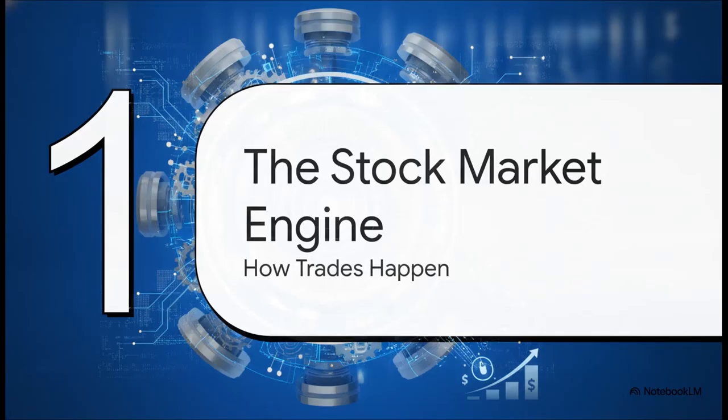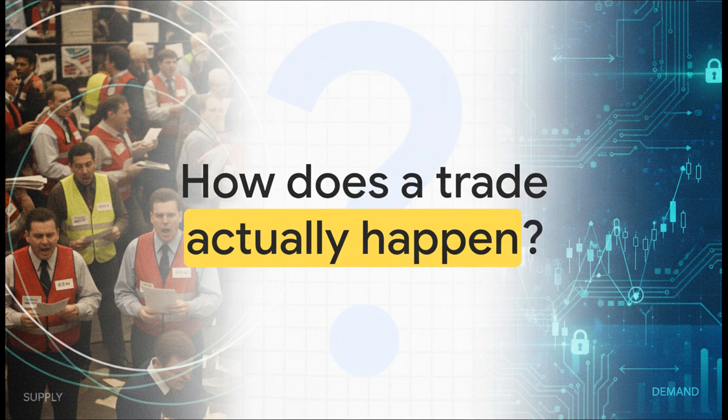All right, Section 1, the stock market engine, how trades actually happen. Let's demystify what's going on behind the scenes. So you click buy. What actually happens next? Historically, you might picture those chaotic trading floors, right? People in brightly colored jackets shouting prices and waving pieces of paper at each other. But today, the modern electronic exchange is a pure, incredibly precise vehicle of supply and demand. It's a digital marketplace where millions of transactions are handled automatically. You set your price, someone else sets theirs, and when they meet, the market moves.